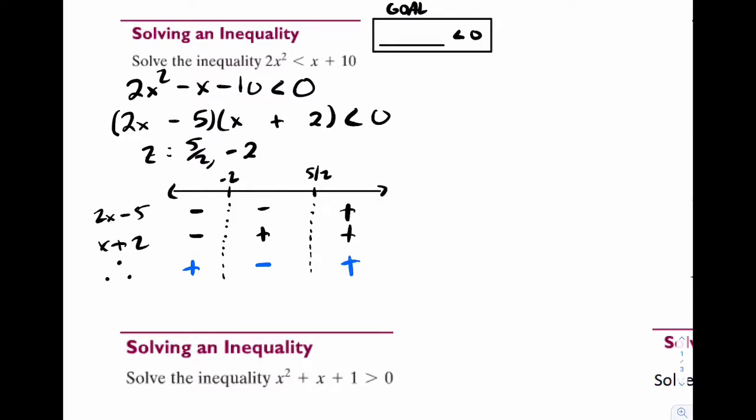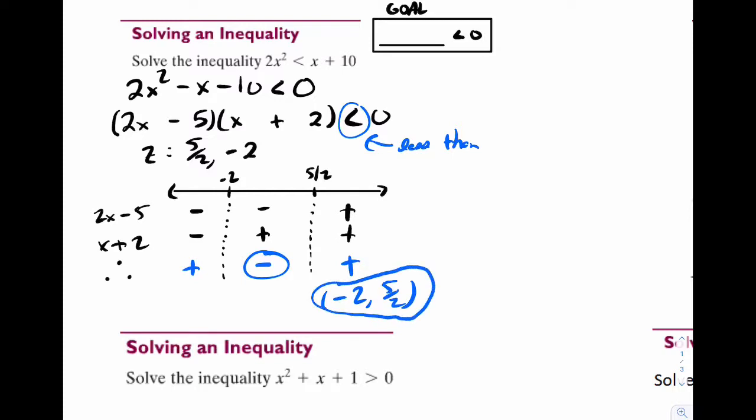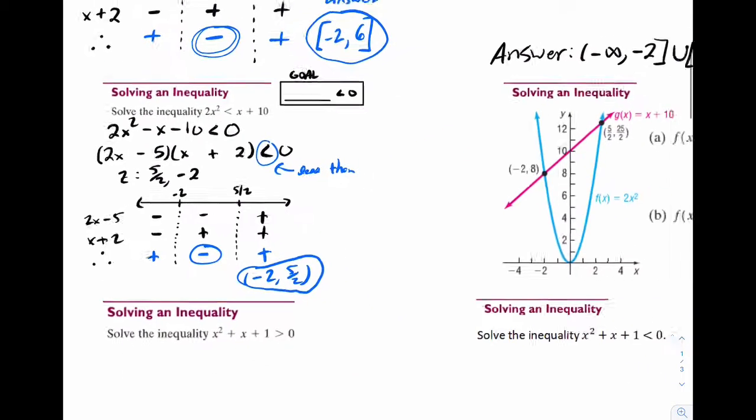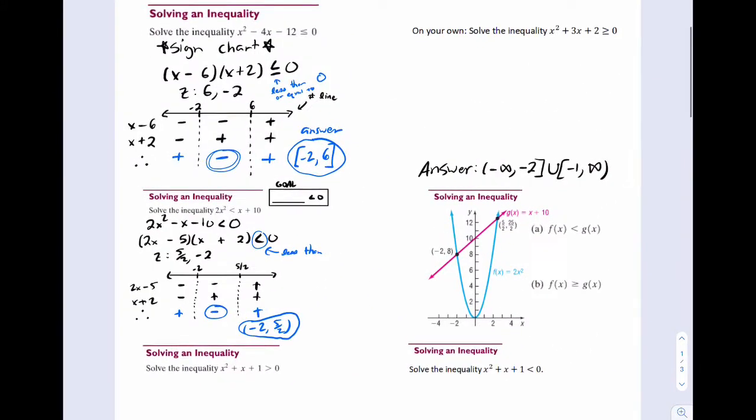And once again, we can see that this thing right here is less than 0, which means we want the negatives. So we circle that. So notice how it's quite similar to our last question, except there's no equal to, so notice how I put parentheses here. Now, if it were greater than, like let's say it was the other way, in that case, you take the positive answer. So because it's less than, we want the negative answers. Okay, so that's our first example with the sign chart.